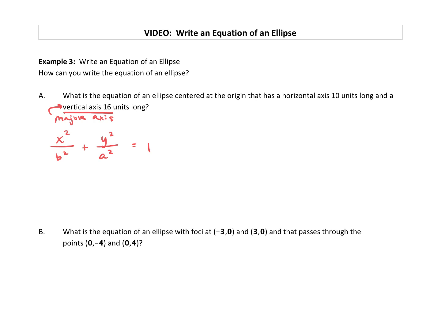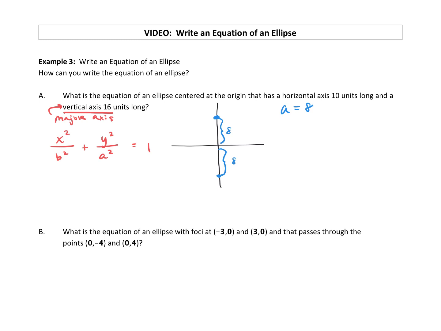Let's think for a second about what this looks like. If we were to do just a quick little sketch here, we know that the vertical axis is 16 units long. That's the whole axis. That gets cut in half with the origin, so if we go up 8 units and down 8 units, that's where the vertices are going to be. Remember, your a value is the distance from the vertex to the center. So our a value is equal to 8.